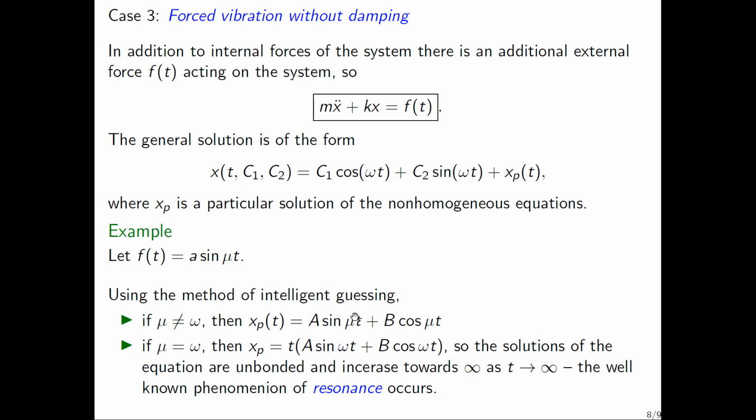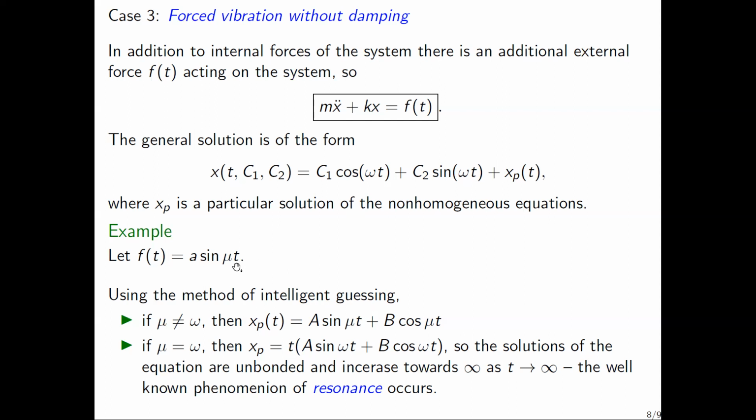And what will happen with the motion? Yeah, the motion will be periodic. The solution to the homogeneous part is a periodic function. The solution to the non-homogeneous part is also periodic motion. So we have a superposition of two periodic motions. So it will be a periodic motion with bounded amplitude.